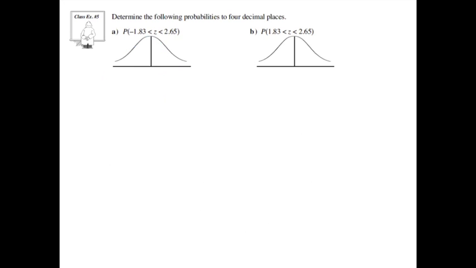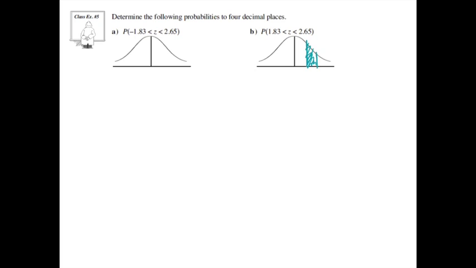0.9624. For this next one, we've got the probability that 1.83 is less than z, which is also less than 2.65, so we want that area in between those. 1.83 is probably about here, and 2.65 is probably about here. And we're going to shade that in, and that's what you have.